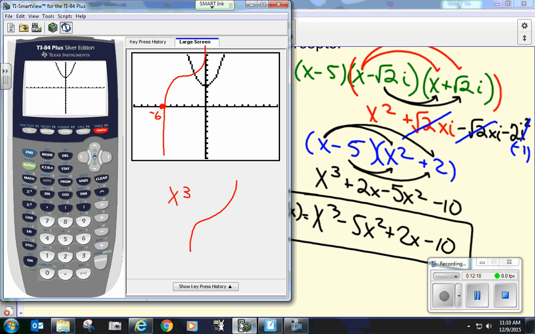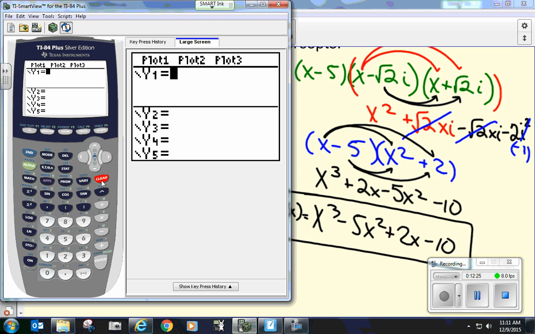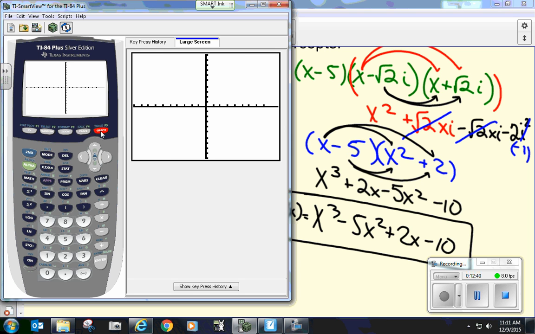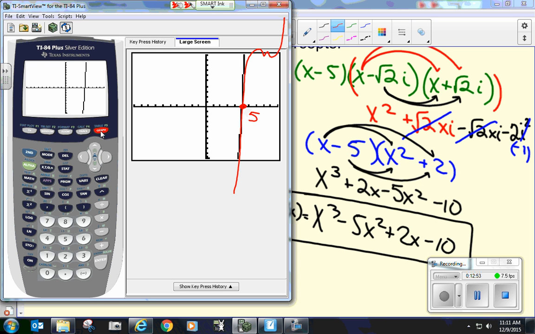Let's practice. I'm going to erase my imaginary work so we don't need that anymore. I'm going to go to the calculator, go to y equals, clear, and I've got x cubed minus 5x squared plus 2x minus 10. If I graph this right, it'll touch once at x equals 5, correct? Bang, right there. And then it goes up and does something and keeps on going up. Right here at 5, no other place, we nail it.